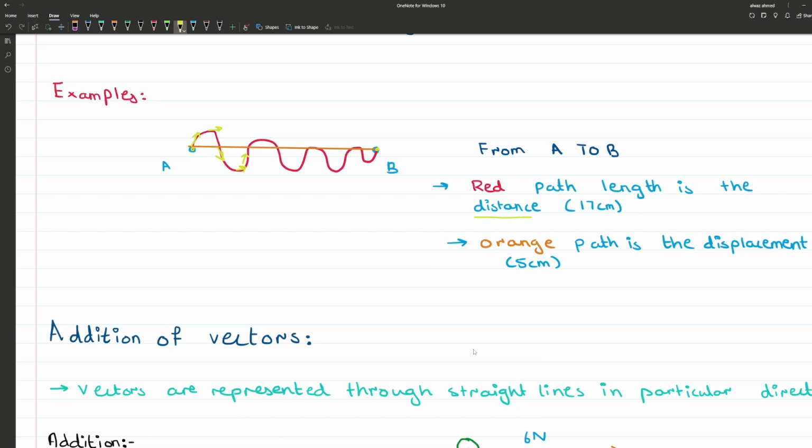However, if we talk about the orange path, we can see that it goes directly from A to B. So this is the displacement, and it has a magnitude of 5 centimeters. Whenever we write displacement, we write, for example, in this case 5 centimeters A to B. In this displacement we've got 5 as the magnitude and A to B, or towards B, as the direction.